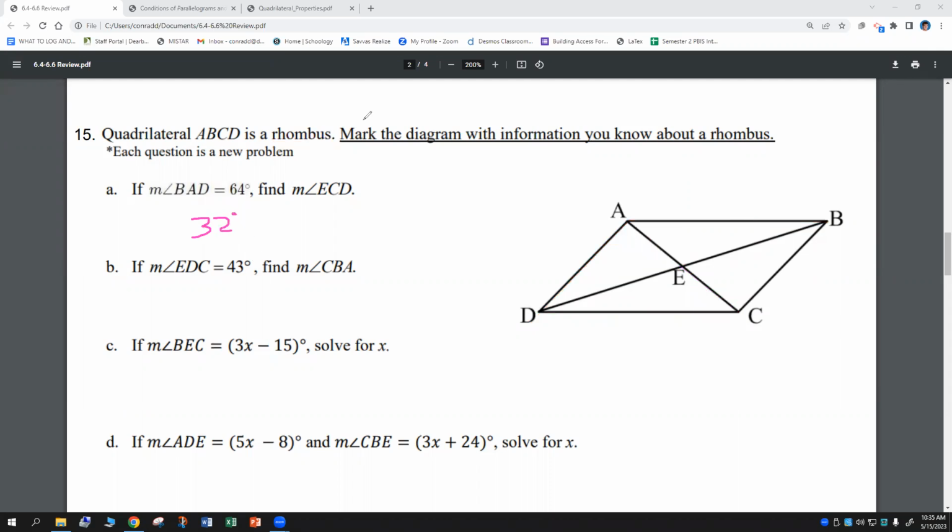All right, EDC. So let's look at EDC. That's the small one here, right? That little small one right here is 43 degrees. Since this is a rhombus and the diagonals bisect opposite angles, the one next to it is also 43, which means the ones across are 43 and 43. And this one's asking us for CBA, which is going to be the entire big angle, 43 plus 43, which gives me 86 degrees.